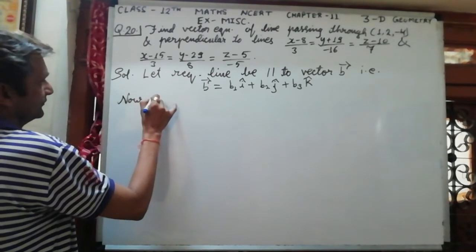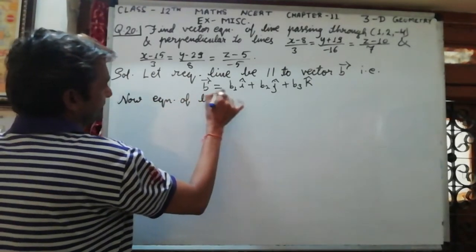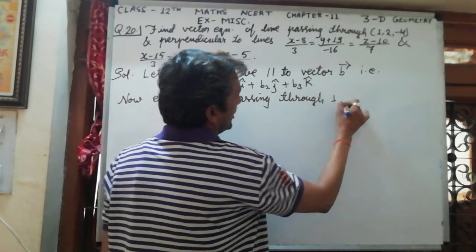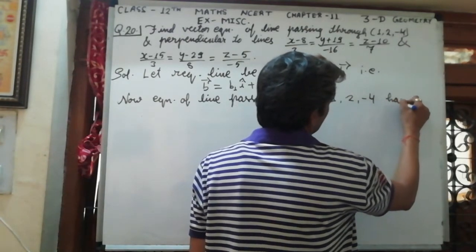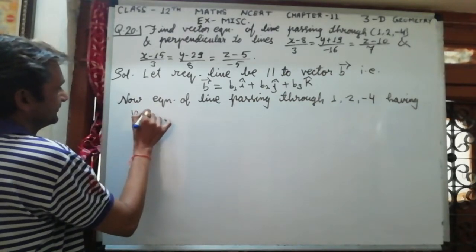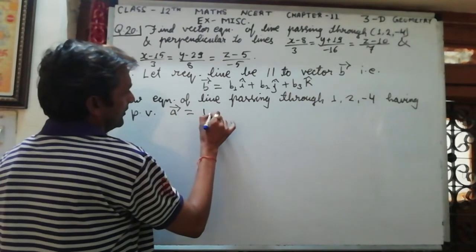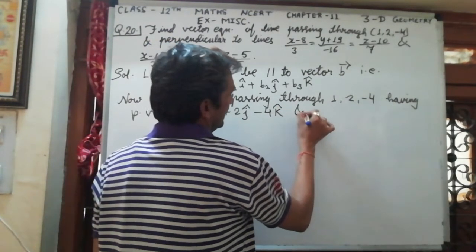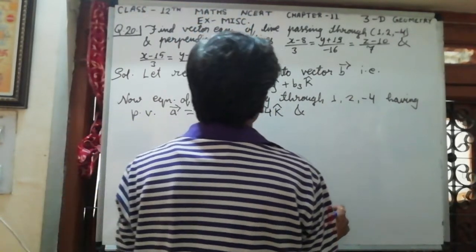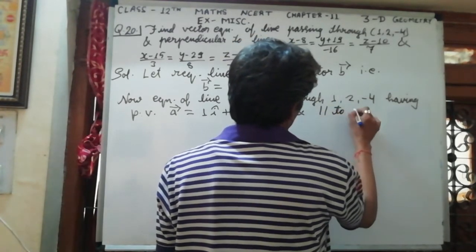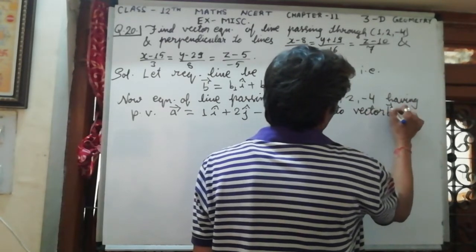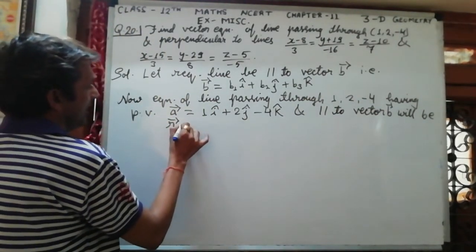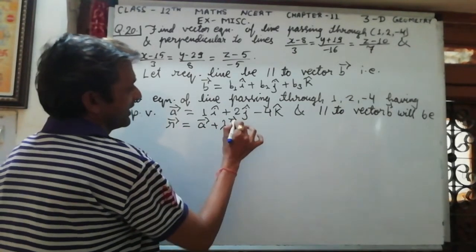Now, the equation of the line passing through (1, 2, -4), having position vector A vector equal to 1i plus 2j minus 4k, and parallel to vector b, will be r equal to A plus lambda b, in the same manner as we have done in the first question.